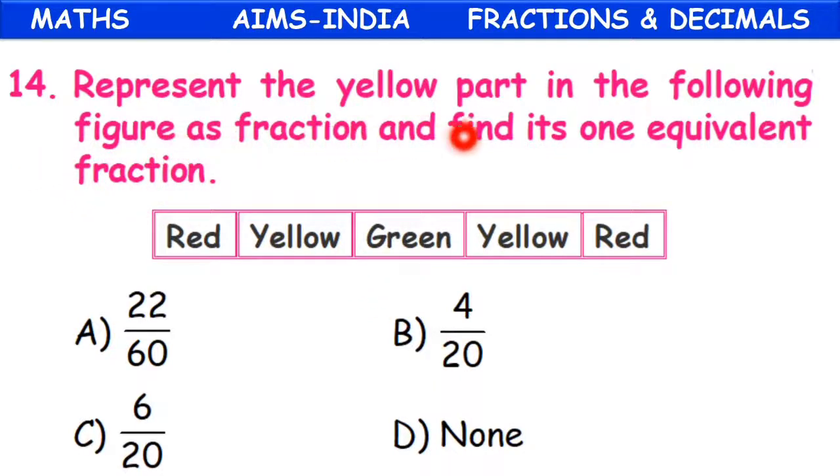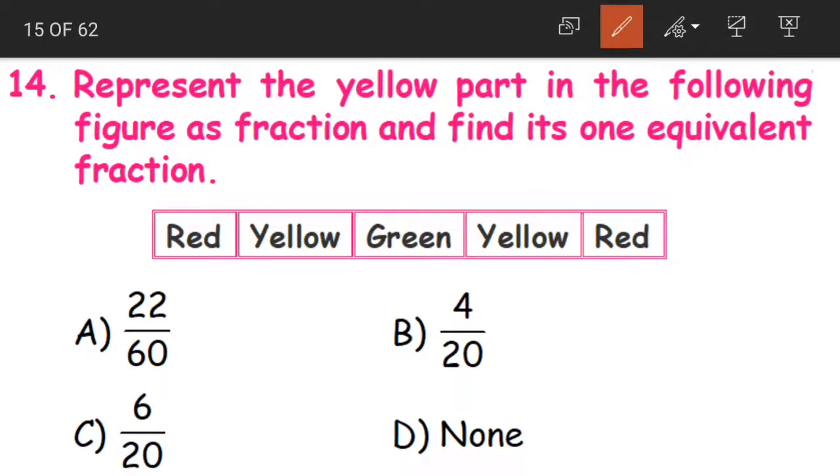Next question 14. Represent the yellow part in the following figure as a fraction and find its one equivalent fraction. Now what is the fraction for yellow in this? We are having 2 yellows, so 2 becomes the numerator, divided by 1, 2, 3, 4, 5. In total we are having 5 parts. So 2 by 5 is the fraction for the given figure.